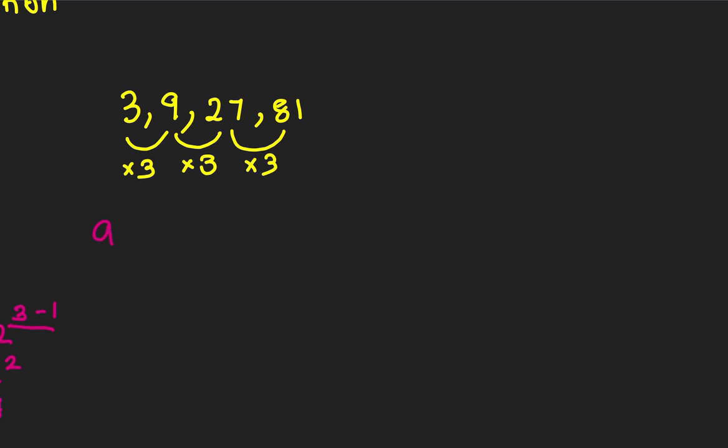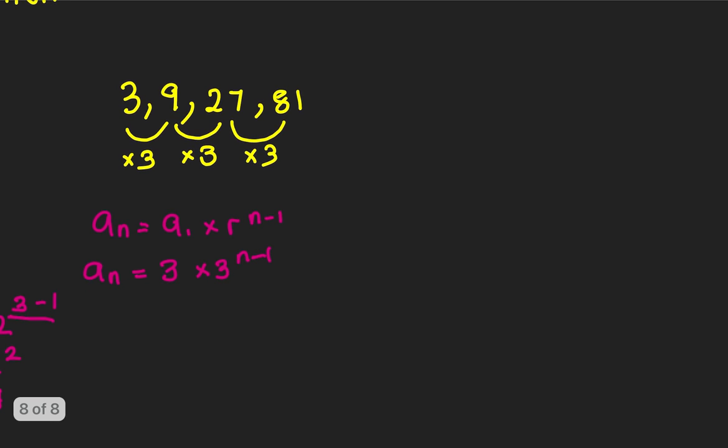We have a_n is equal to a_1 times r to the power n minus 1. So a_n stays here as the nth term. Our first term is 3, multiplied by 3 once again as our common ratio, with n minus 1 as the exponent. Now let's apply this formula and see if it really works. Let's test it.